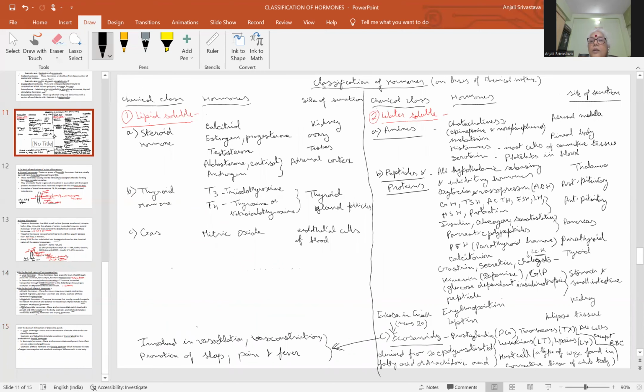Now, this is a short chart of the different types of hormones on the chemical basis. यहाँ पे steroid hormones कहाँ से produce होते हैं, site of secretion के साथ ही chart दिया हुआ है. This will help you very much in making and preparing your notes. So with this, this chapter is completed.